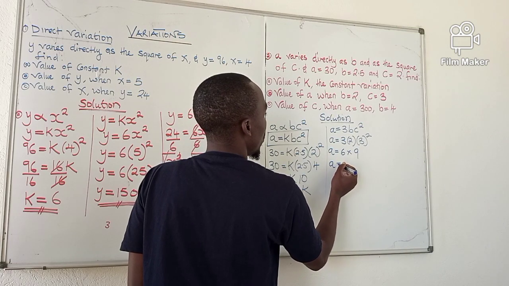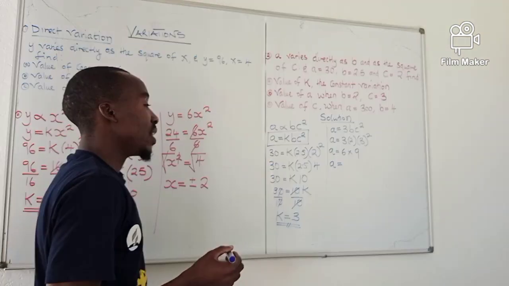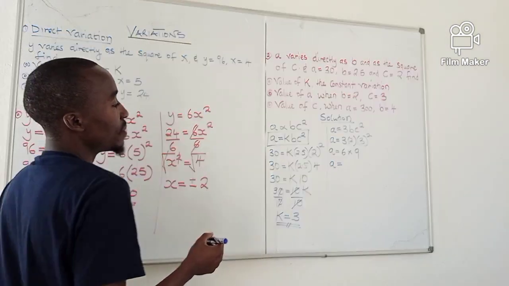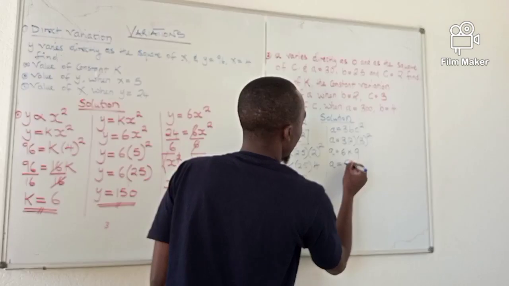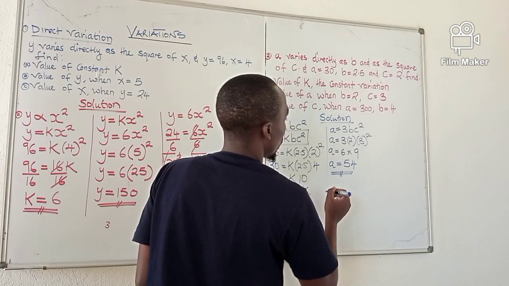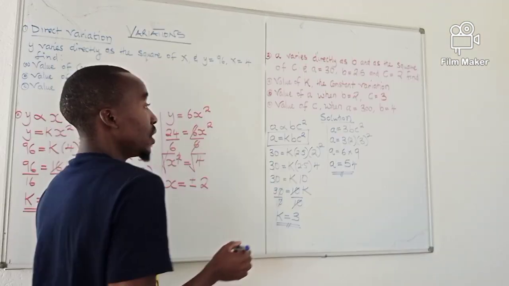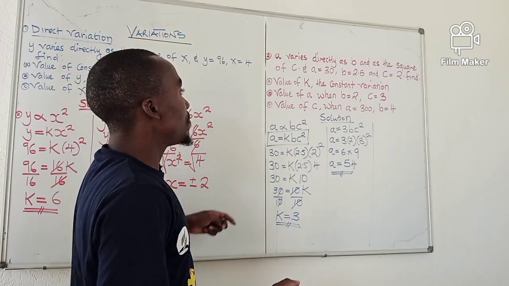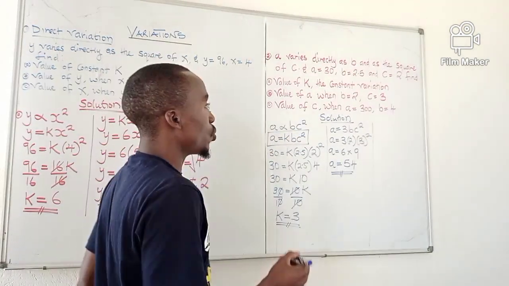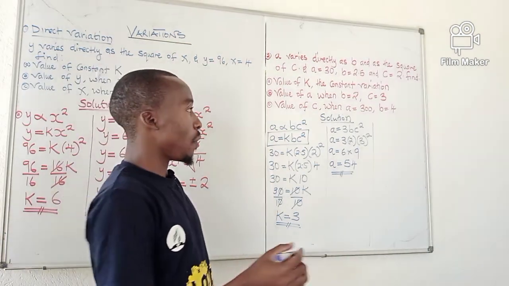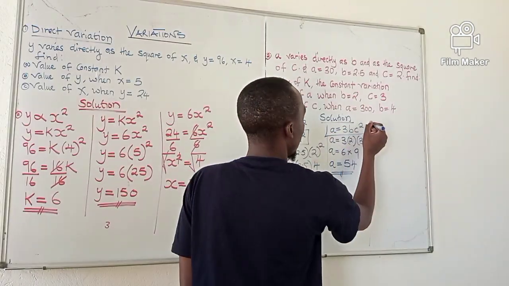Okay? And what is 9 times 6? 9 times 6 gives us a 54. There. You have the value of A. Now, let's go to the last one. Our final question says, find the value of C when A is equal to 300 and B is equal to 4. So we're using this same formula.